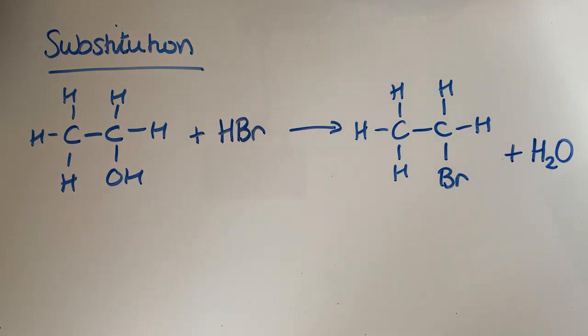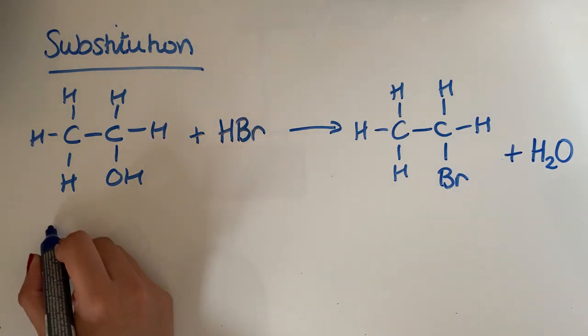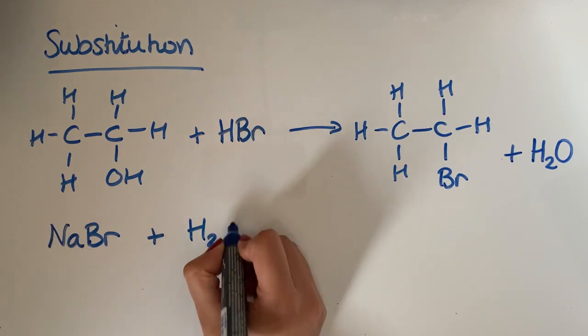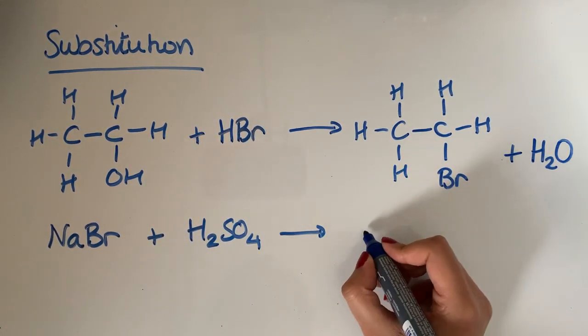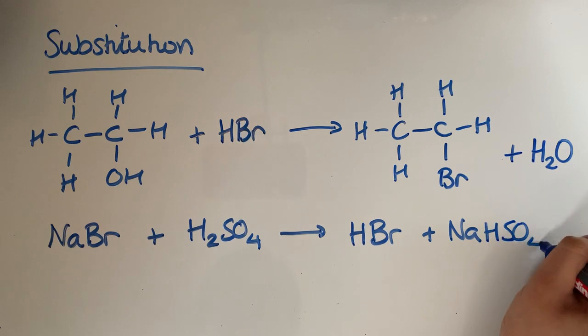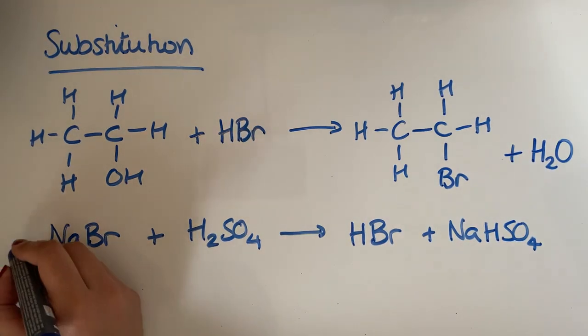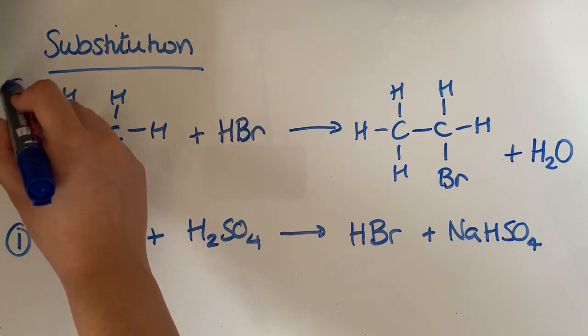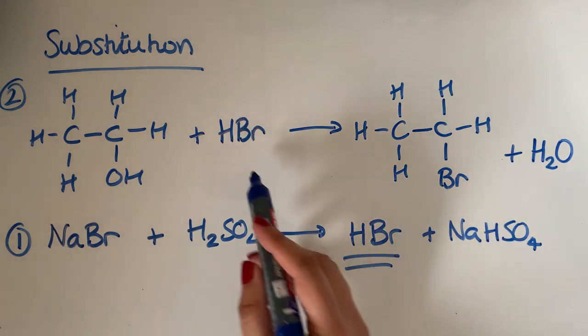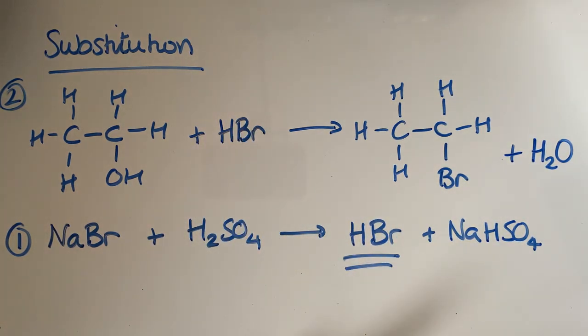In terms of the reaction conditions, we can't actually just use HBr straight. We have to produce HBr in the test tube. The way that we would do that is we get sodium bromide and we react it with sulfuric acid. And what that does is it releases HBr and also this sodium hydrogen sulfate compound here. So this is technically step 1, and then step 2 occurs. In step 1, we produce the hydrogen bromide. That hydrogen bromide then takes part in this substitution reaction here.